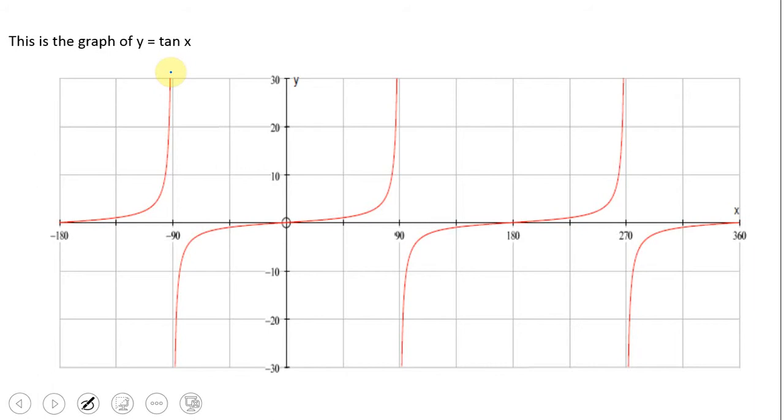Now the tan curve has what we call asymptotes at minus 90, 90 and 270, and further on as the cycle repeats. Asymptotes are lines on the graph paper that the curve doesn't cross, so the curves will get closer and closer to these asymptotes, but never actually touch them or pass through them.